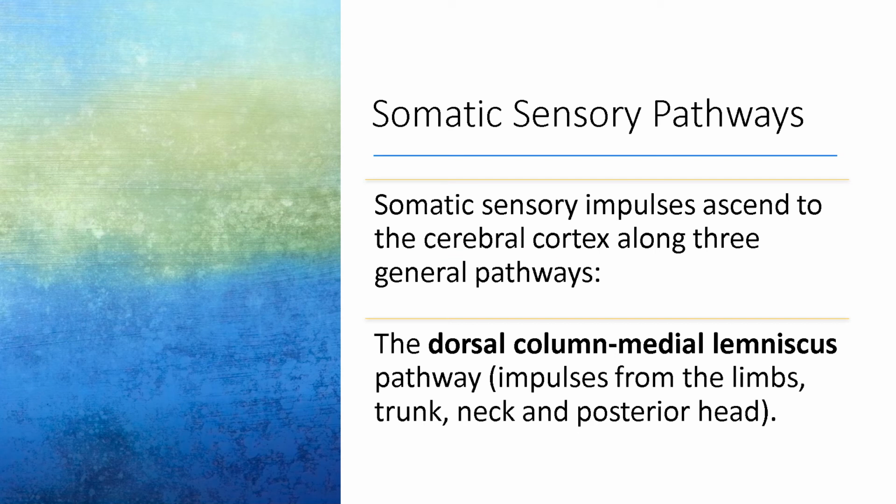Somatic sensory impulses ascend to the cerebral cortex by 3 general pathways. So I will just write them over here on the left. Our first pathway is the posterior, also called dorsal, posterior column medial lemniscus pathway.